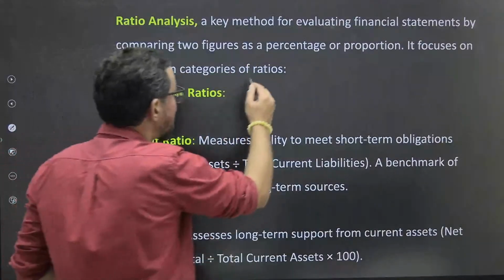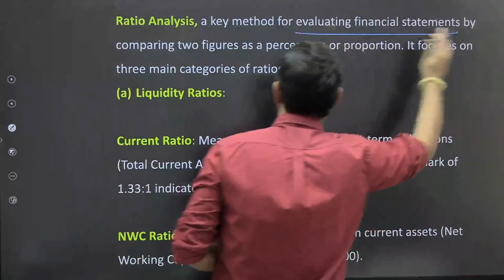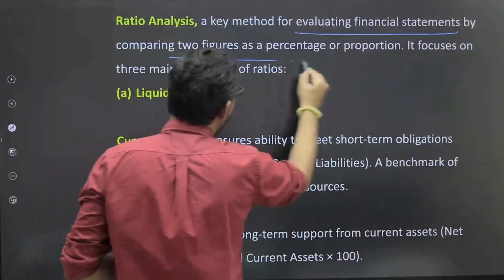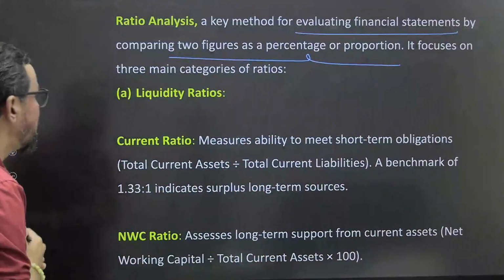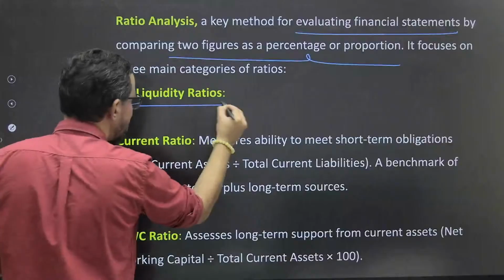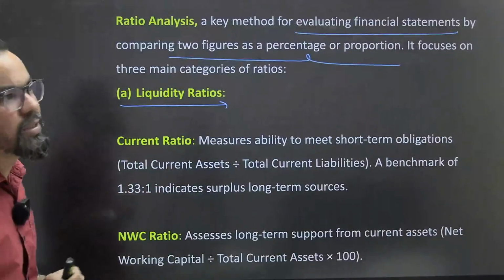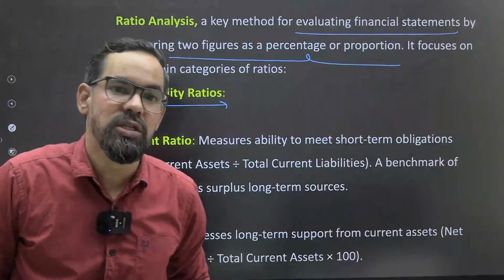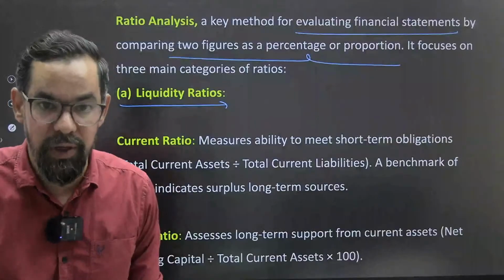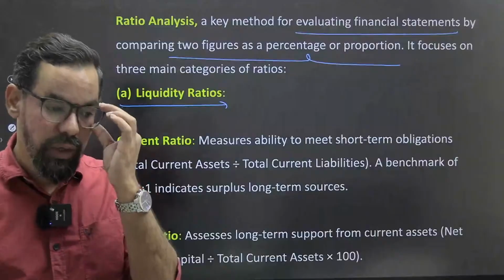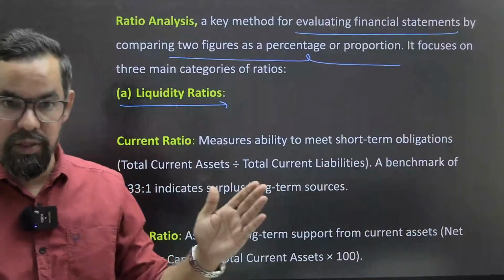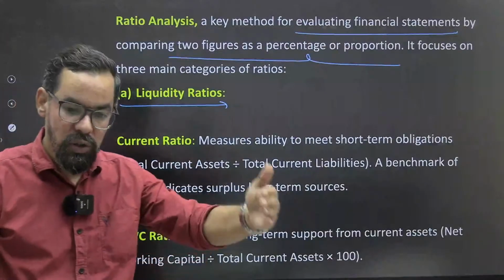So ratio analysis is a key method for evaluating financial statements by comparing two figures as a percentage or proportion. It focuses on three major areas, like liquidity ratios. These generally help us understand how much cash that particular company has, and how they are going to meet their short term obligations. Liquidity ratios are also known as short term solvency ratios.